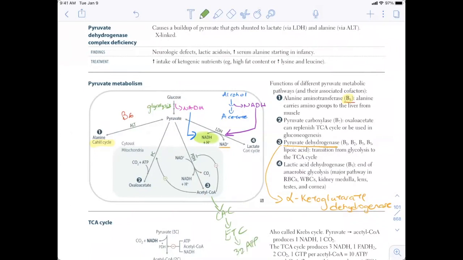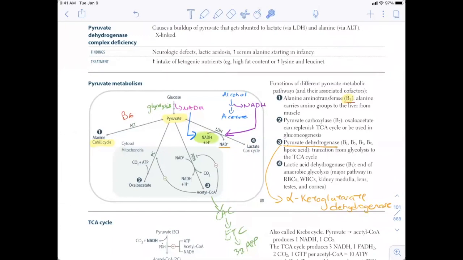But the moral of the story here is that pyruvate does not always change to acetyl-CoA. Pyruvate can change to other things. There could be alanine for specific purposes, and we're going to talk about your Cori cycle and your Cahill cycle. Pyruvate can change to oxaloacetate if you're trying to restart gluconeogenesis, or pyruvate can change to lactate, which is my Cori cycle. Very important.